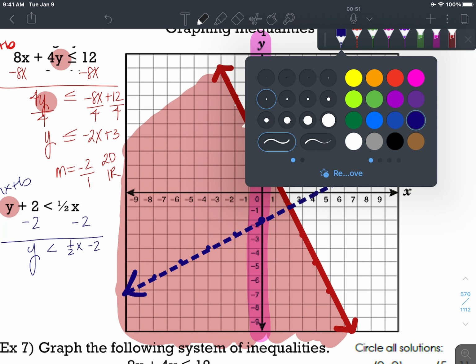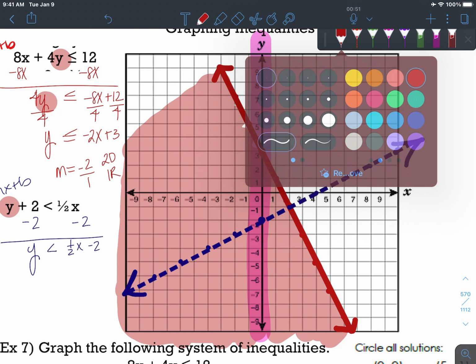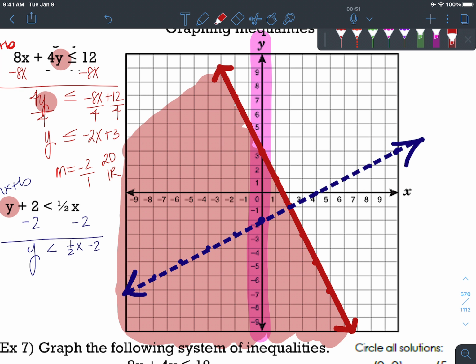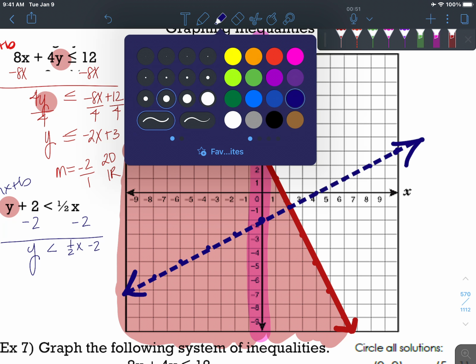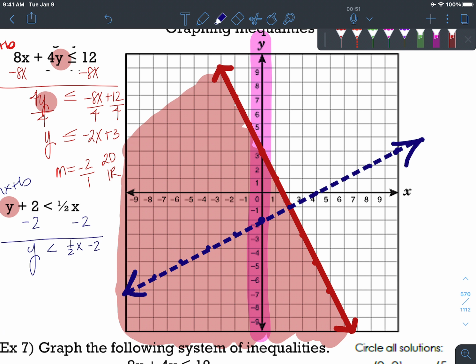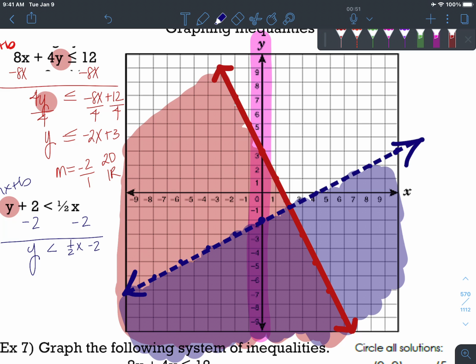So now I got that. And I need to go ahead and figure out my shading. So this one is y less than. So I'm going to shade down here at the bottom. Now, I want you to notice something. The reason why I did this color change was because here in the red section where it's shaded red only, that's not a solution of both of them. That's only for the red. Over here in this blue part, that's only a solution to the blue graph. But in the purple part is both of them.